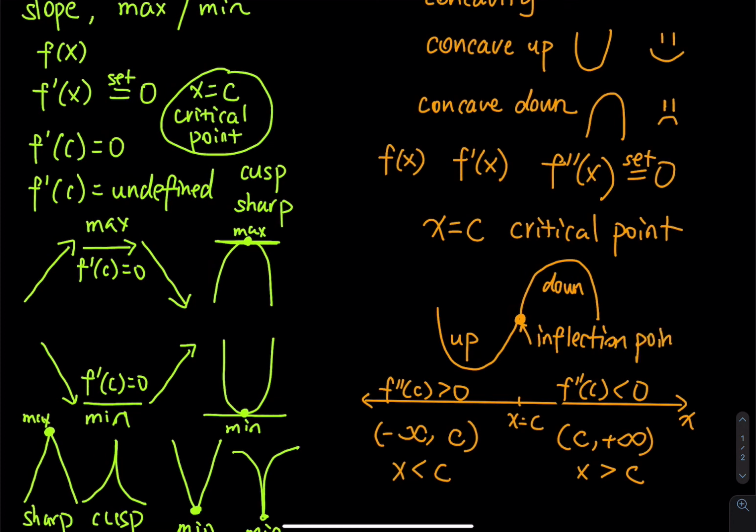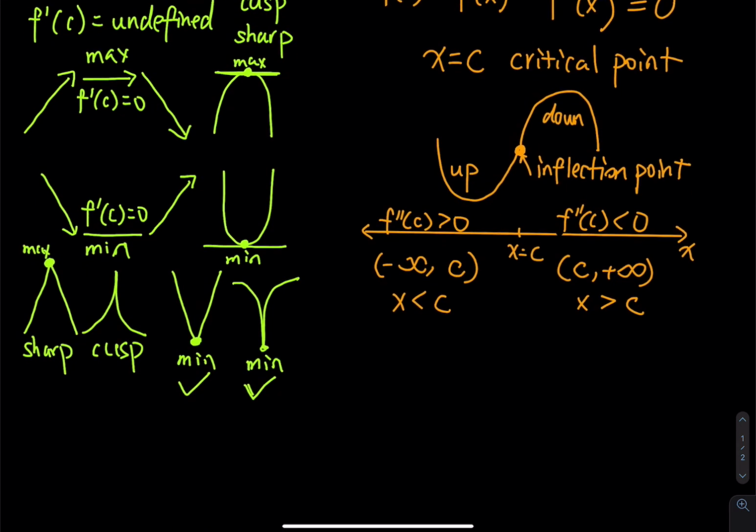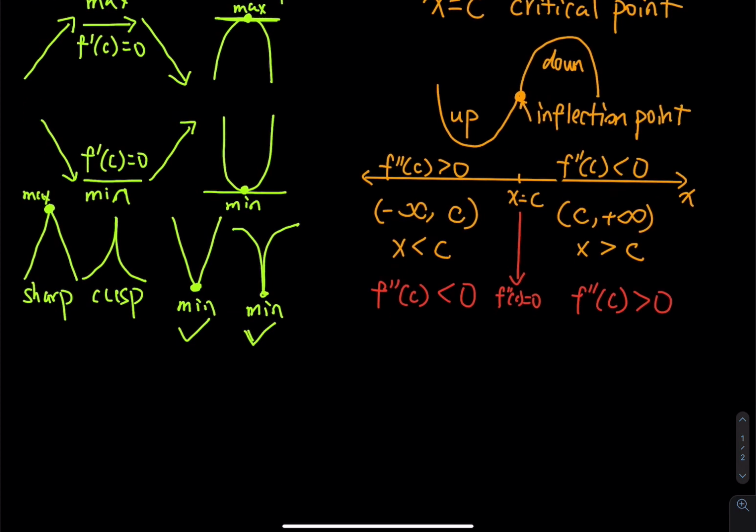What about from concave down to concave up? Same thing. Let's switch color for this one. Let's say, just a what if, f double prime of c is less than 0. Then we have a concave down. At x equals c, f double prime of c equals 0, we have a critical point. When f double prime of c is greater than 0, we have a concave up. So this is concave down, then concave up, and at x equals c we have an inflection point.